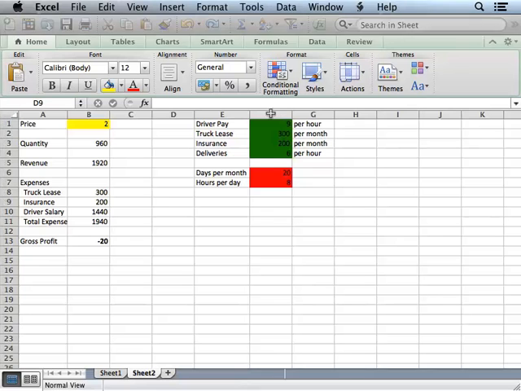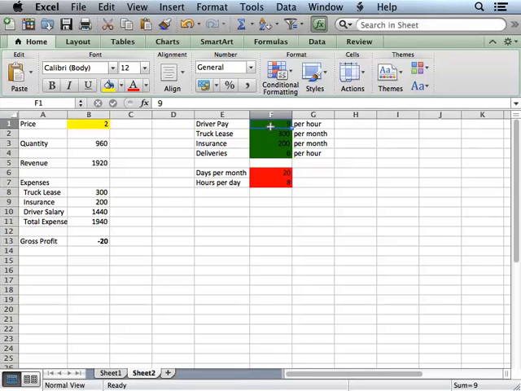from the case. The fact that we're paying the driver $9 an hour. The fact that the truck lease is $300 per month. The fact that the insurance is $200 a month. And of course, the fact that he thinks that he can do 6 deliveries per hour.